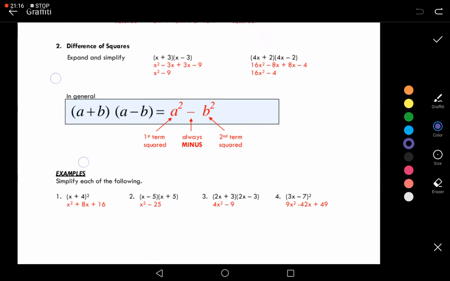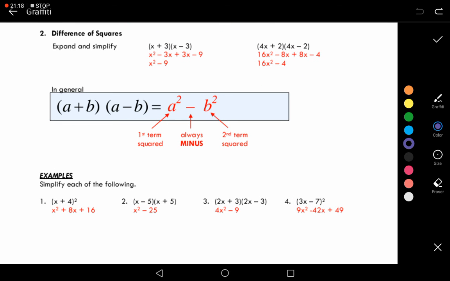a binomial. Okay, so again, when we're squaring a binomial, the first term is just going to be the first term squared, so x becomes x squared. The second term is 2 times the first. Okay, so 2 times the first times the second term. So 2 times 1 times 4 gives us that 8x. And lastly, your last term is simply the second term squared. So 4 squared is 16.